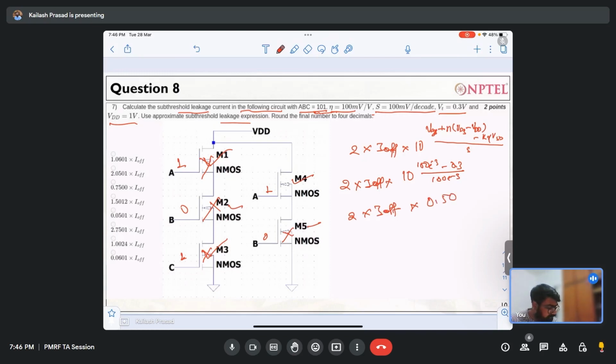You have to trust me on that. It will be 1.0024 multiplied by I off, right? So the final answer will be 1.0024 multiplied by I off, and this will be the answer, right? So this is actually the last question.